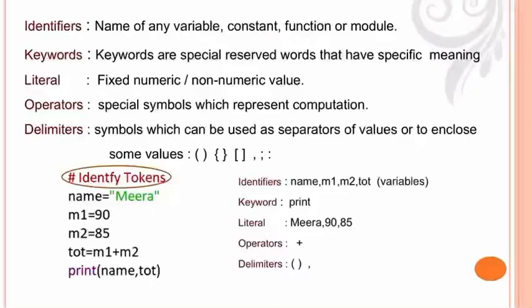Then operators: here only one operator, the plus symbol. Then delimiters are parentheses or brackets, then comma. So tokens are the smallest elements in a program.